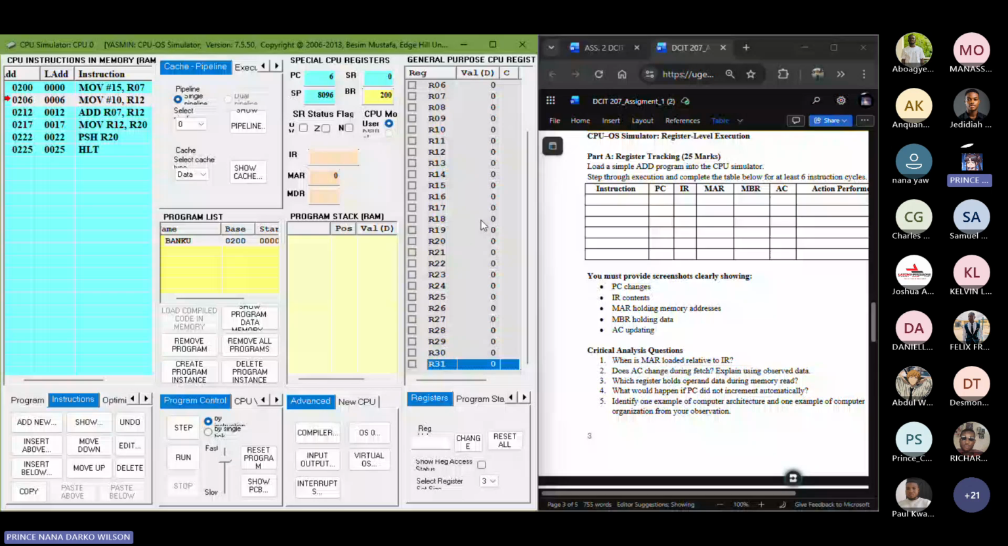And then when we are done, the line here says push R20. So push R20 means take what is stored in register 20 and bring it into the memory. So you see the stack, the RAM here. It will now be updated with what is held there at address 20. And finally, it says halt.